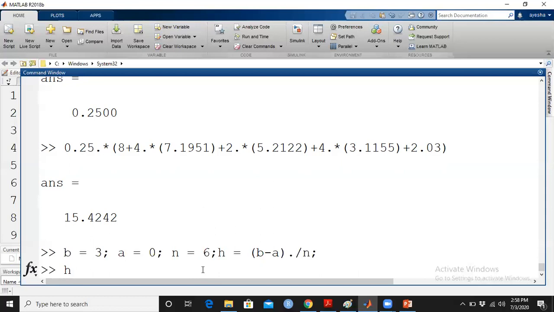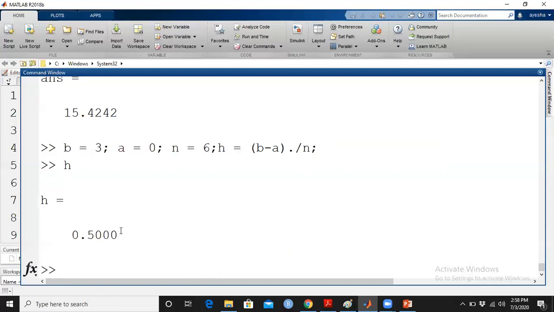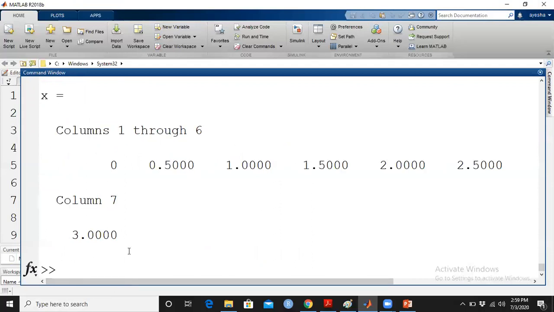You can write it in your notebook. Now the step size is 0.5. It is very obvious: (3 minus 0) divided by 6. Now you have x from 0 to 3. Now you have 7 x values. Now you will define your function again, and then you will get the functional values.